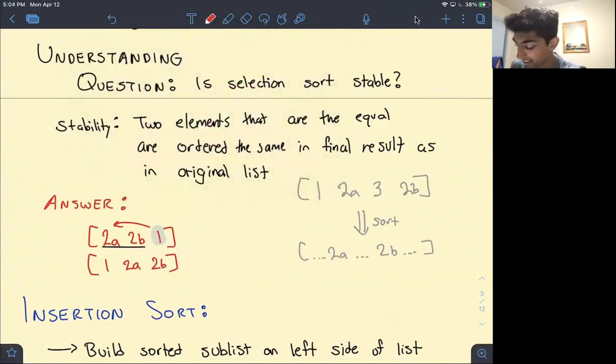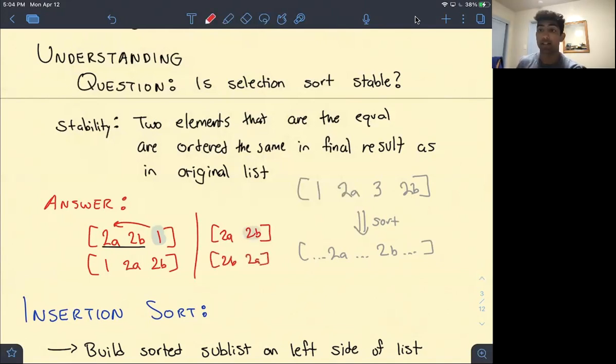but if I take another counterexample, like 2a, 2b, and then let's say I run the same variation of selection sort where if 2b is equal to 2a, then 2b becomes the minimum, we'll see that in this case it wouldn't work because we will swap 2a and 2b, okay? So we can see here that selection sort isn't stable, and definitely a very tricky question.